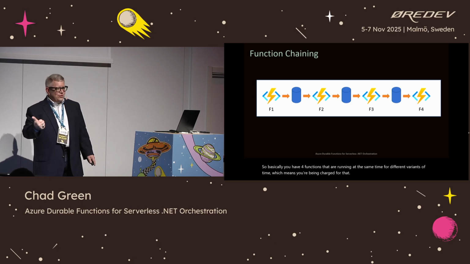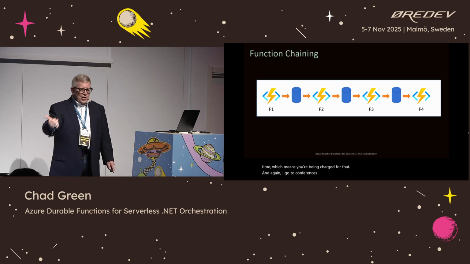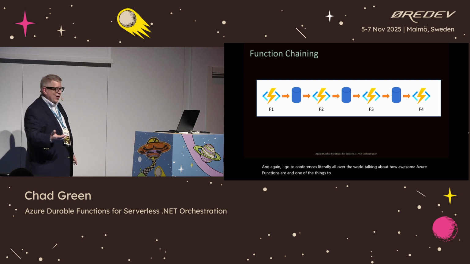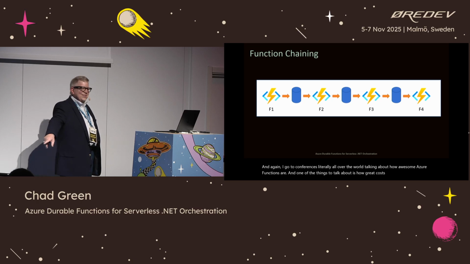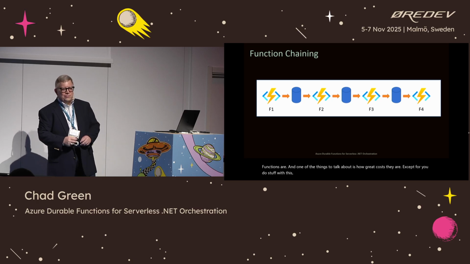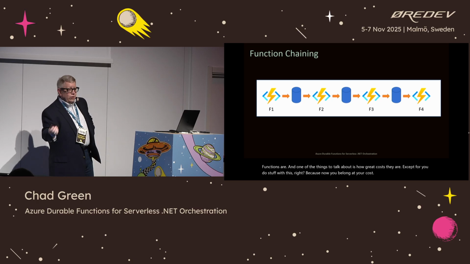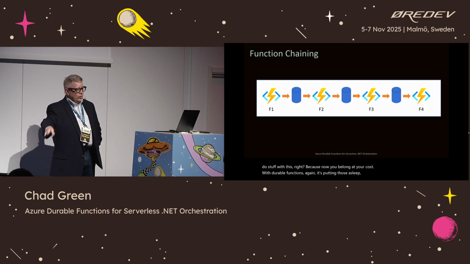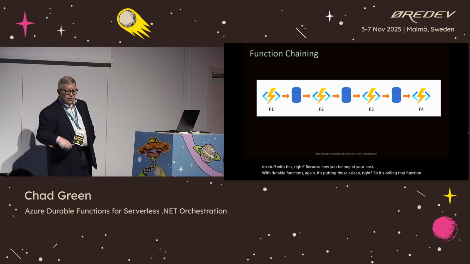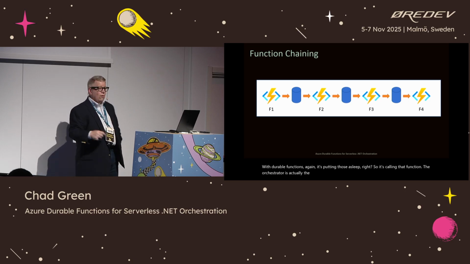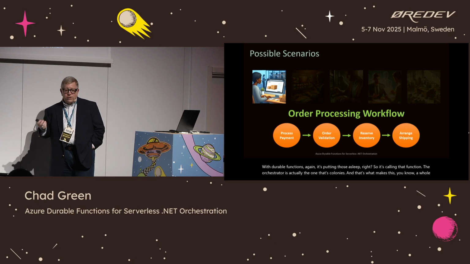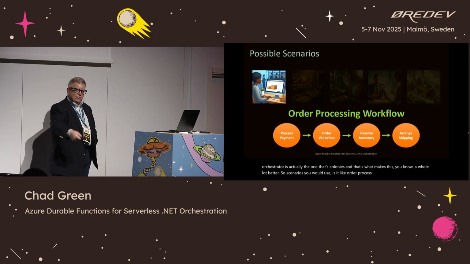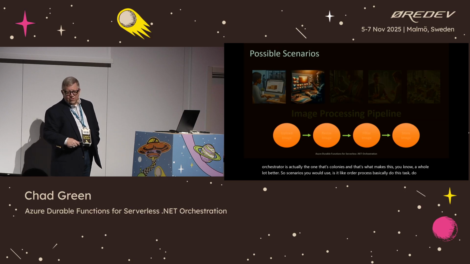And again, I go to conferences, literally all over the world, talking about how awesome Azure Functions are, and one of the things I talk about is how great the costs are, except when you do stuff like this, right? Because now you've blown up your cost. With durable functions, again, it's putting those to sleep, right? The orchestrator is actually the one that's calling these, and that's what makes this a whole lot better. So scenarios where you would use this, like order processing: do this task, do that task, building on top of these things.